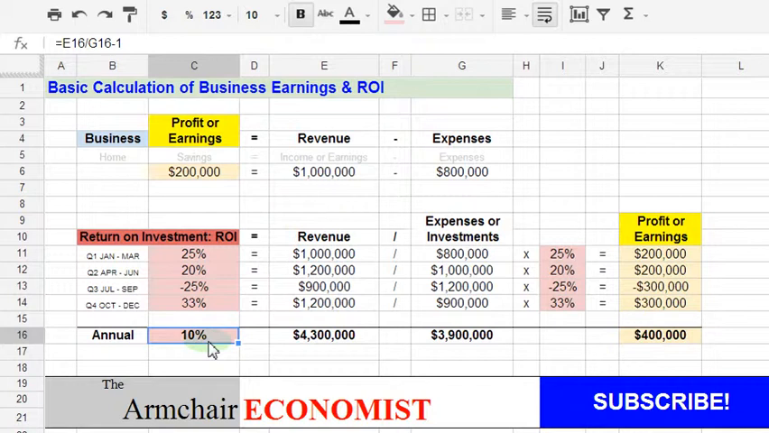Now, in industries where there's a lot of competition, you can easily expect that number to be lower. 8, 6, 4, even 2% is acceptable in some industries. But in other industries where there's less competition, you'd expect this number to easily be higher. Say like 12, 13, 14, 15%.